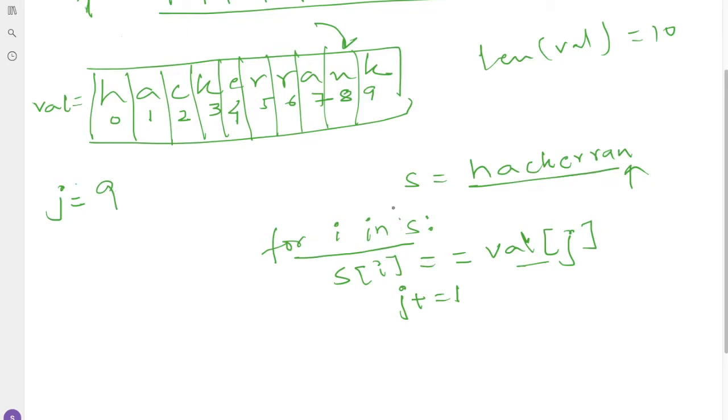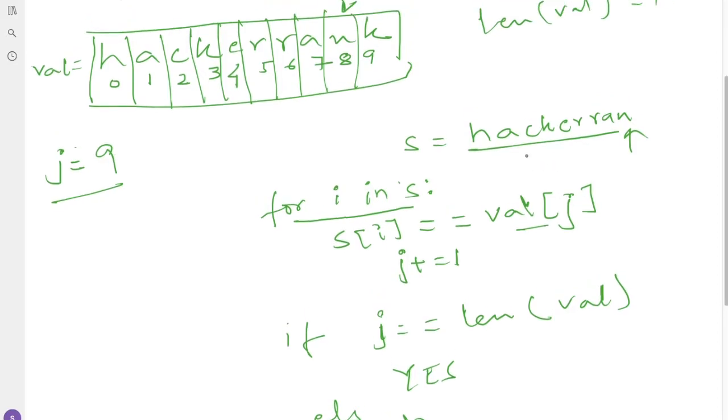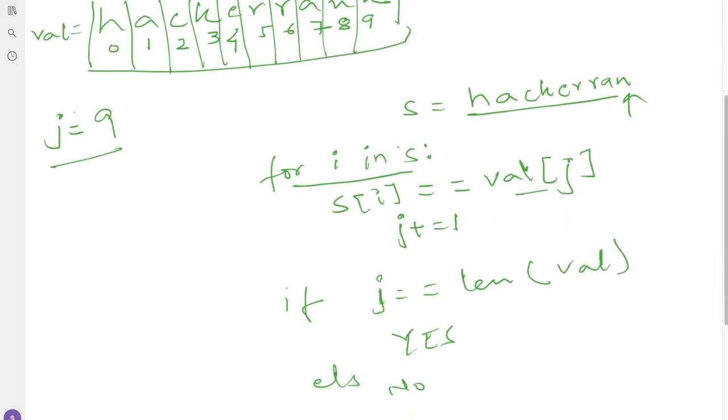So when this for loop is over, what will we do? We will check if my j is equal to the length of val. If it is equal, then we will simply return yes, and else we will return no. So here j has the value 9, and my length is 10. So both are not equal, so it will return no.